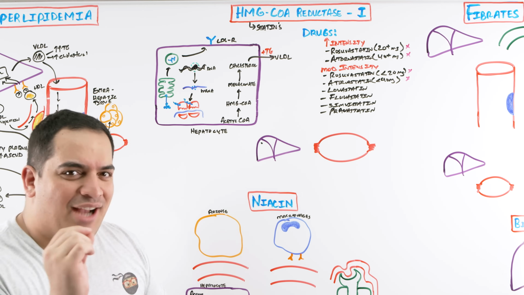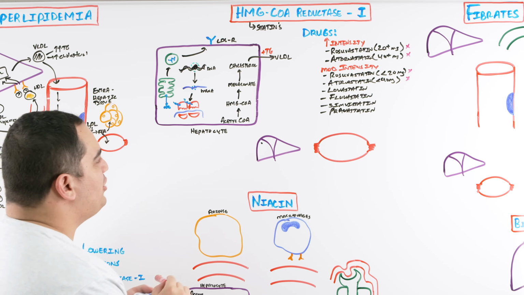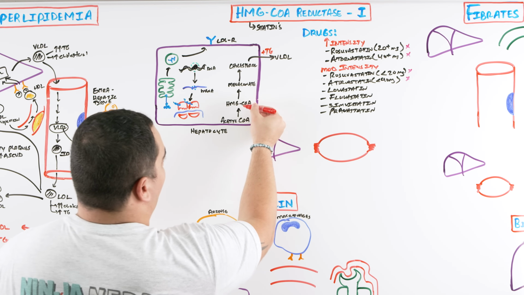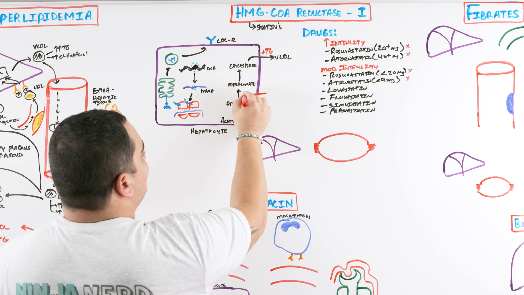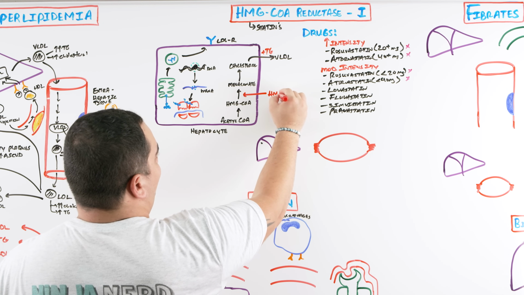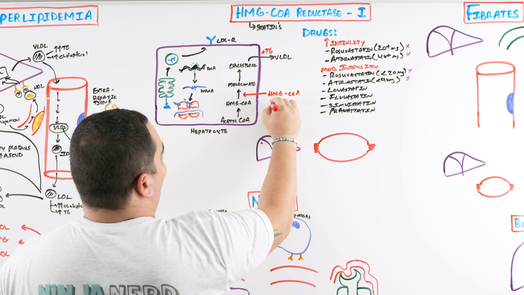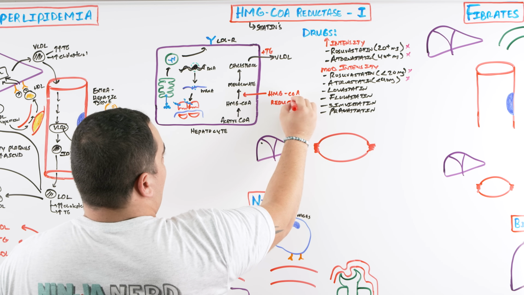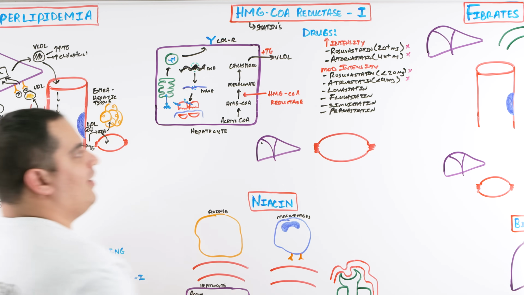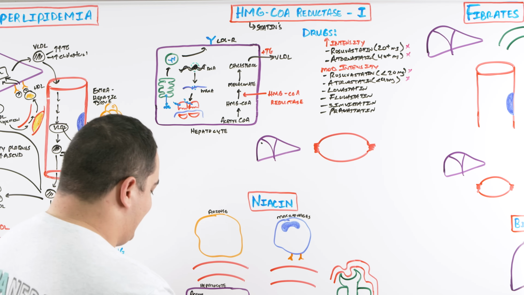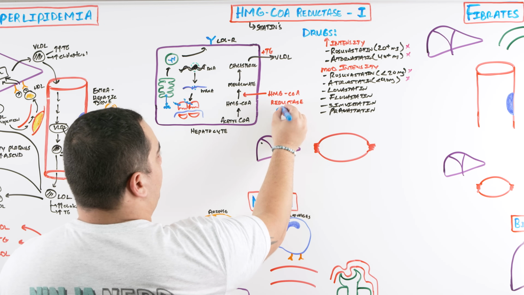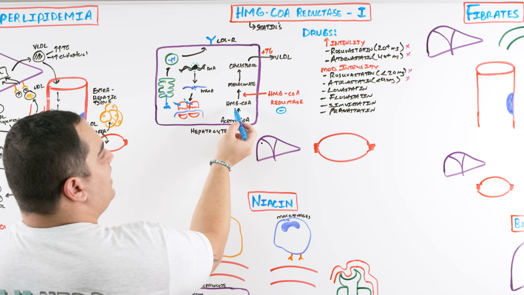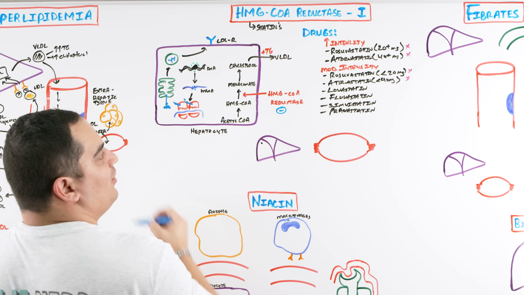Here's where the actual statins come into play. There's a special enzyme that works right here that converts HMG-CoA into mevalonate. This enzyme is called HMG-CoA reductase. Not too hard to think about there, right? What I'm going to do when I give a statin is inhibit this enzyme. I will no longer be able to take HMG-CoA and convert it into mevalonate.